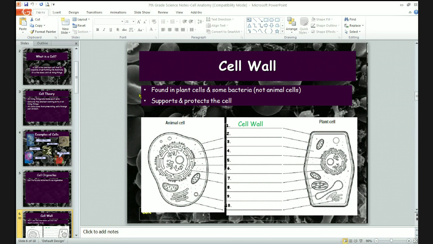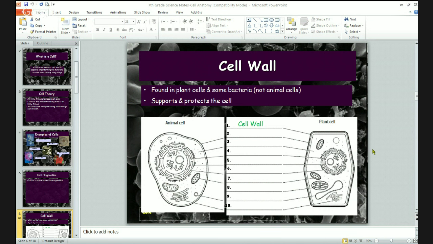The main function of the cell wall is to support and protect the cell. Mostly it's there just to protect the cell. It's like an extra layer of protection. It's on the outside. I don't know if you can see it very well, but on the very outside, it's the outermost layer. There's another layer on the inside, and that's number two.